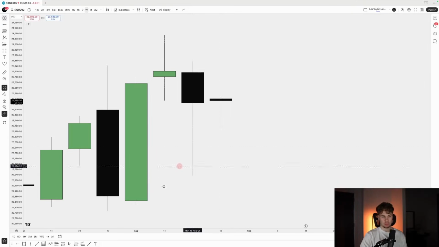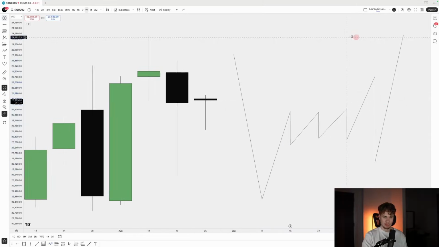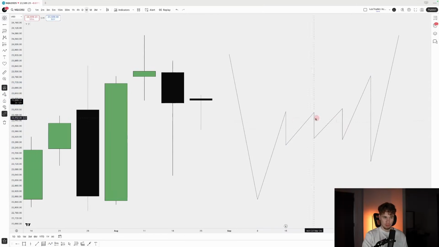So what does this look like on a lower time frame? It simply looks like this. On a lower time frame, this looks like this. And then the next candle looks like what? Something like that. So this area here is this candle on a lower time frame. This drop down is this candle on a lower time frame.